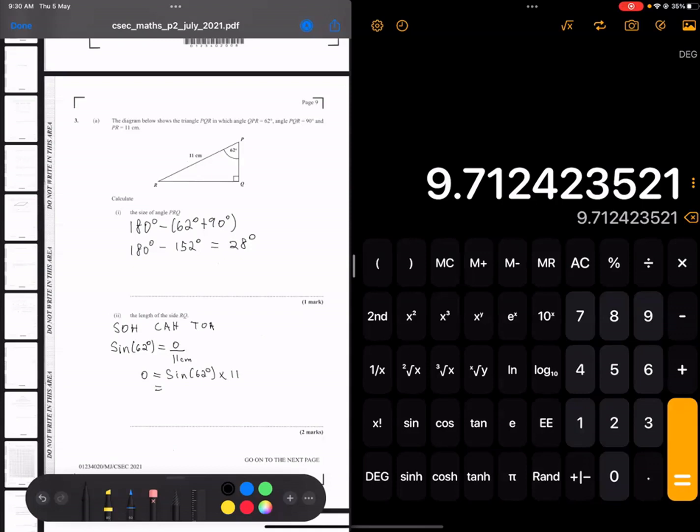We're just going to round that a little bit. It didn't specify how many decimal places we should round to, but 3 decimal places or 2 decimal places should be fine. So I'm going to do 2 decimal places. We'll get 9.71, because the digit after the 1 is less than 5, so we round down and everything after the 1 will be removed. So this is our length for RQ. Always remember your unit, centimeters. Let's continue.